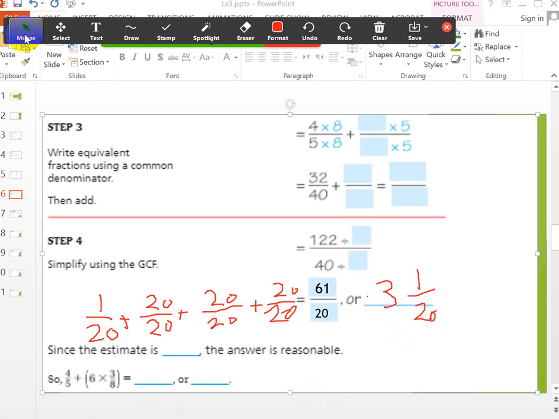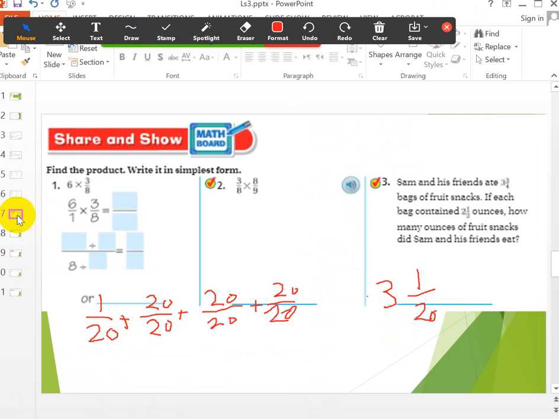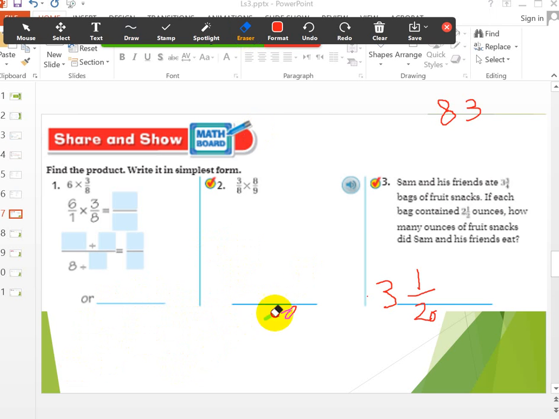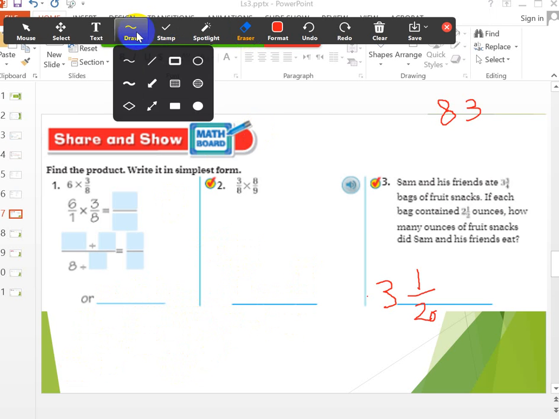Now we will move to page 83. Just 83. Let's do exercises on this page. So I will start with exercise number 1. I want to find the product for these numbers. Let's start.